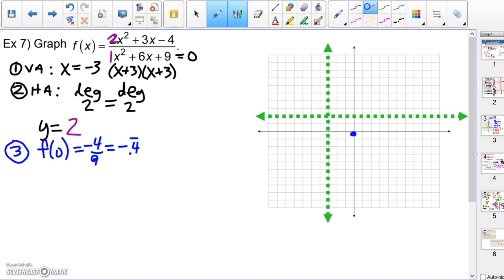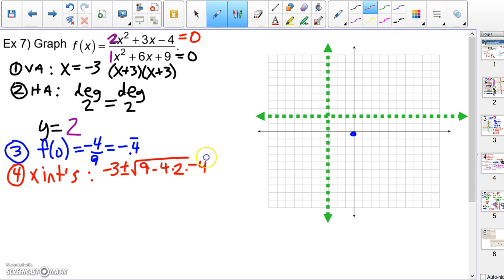And now we find the x-intercepts. Step 4, find the x-intercepts. So we want to know where the numerator equals 0. If that factored, this would be a little easier, but that's not going to factor. And so we're going to have to do the quadratic formula. So remember, opposite of b plus or minus the square root of b squared minus 4 times a, which is 2, times c, which is -4, all over 2 times a, which is 2. So inside that radical, that's going to be 41. We're going to have -3 plus or minus the square root of 41 all over 4. It's no wonder that didn't factor. It's because this is going to be an irrational number.